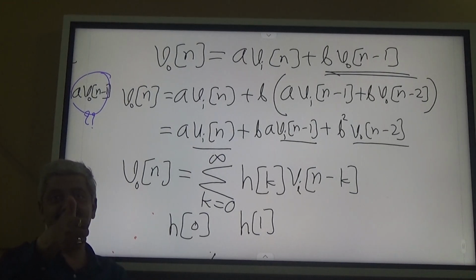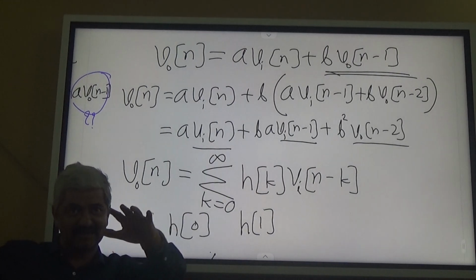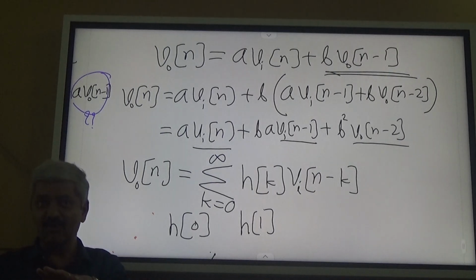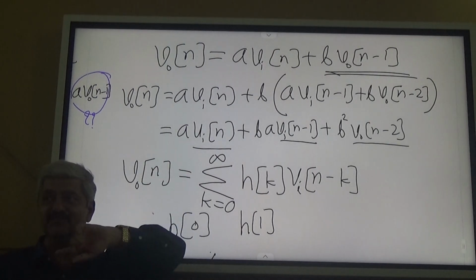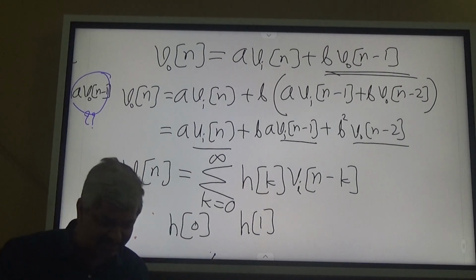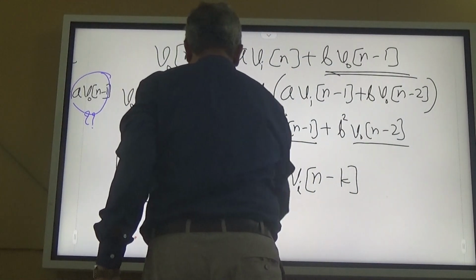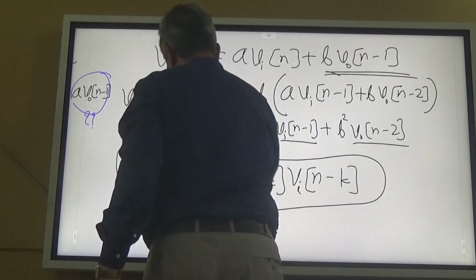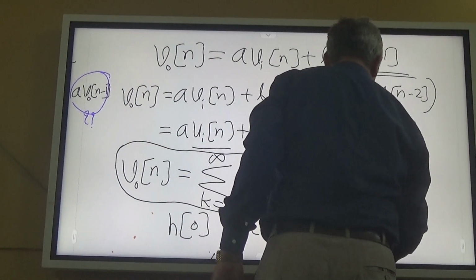It can't contribute if it is a real-time system. If it is spatial domain, in image processing, it can. But in a real-time system, all HKs for K less than 0 must be 0, because we can't have a futuristic system. We can't have a system which will depend on the future. Is it clear? So with this process, this equation is called a very famous equation in signal processing, signals and systems. This is the convolution sum.